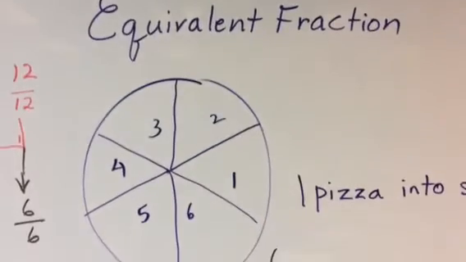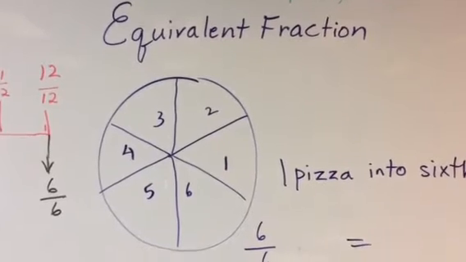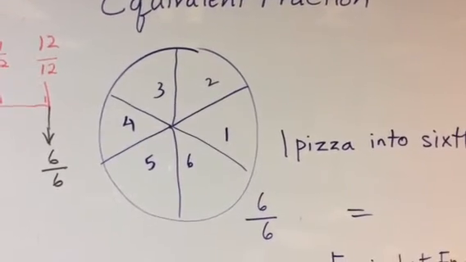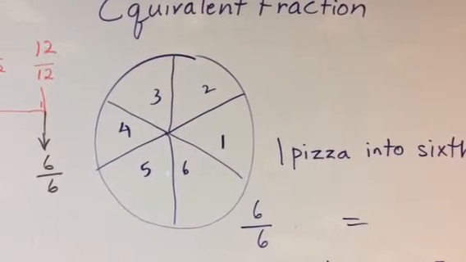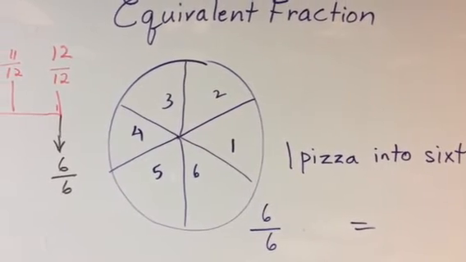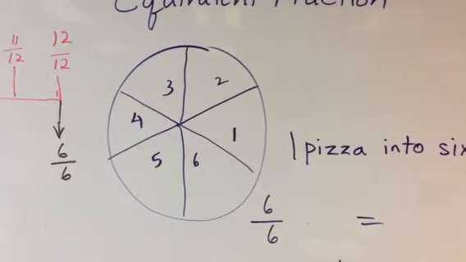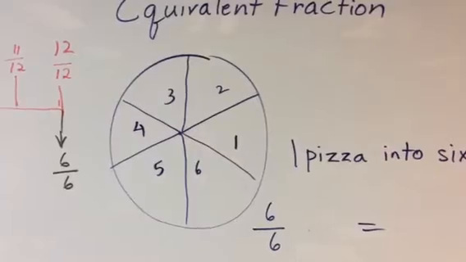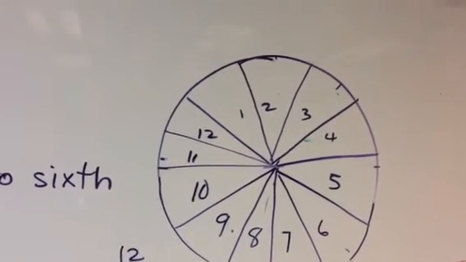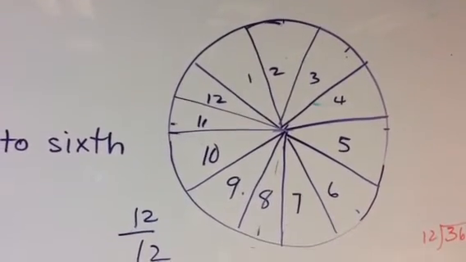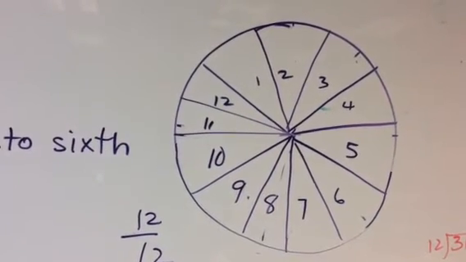So here is a circle. I made a pizza circle and I divided the circle into 6 parts. The numerator is 6, the denominator is 6. This is like I had a pizza for 6 people. Then 12 people showed up. So what can we do now? We have to divide each of the 6 slices into 2 equal parts. And now we will have a circle with 12 equal parts. That means each 1/6 became 2/12.